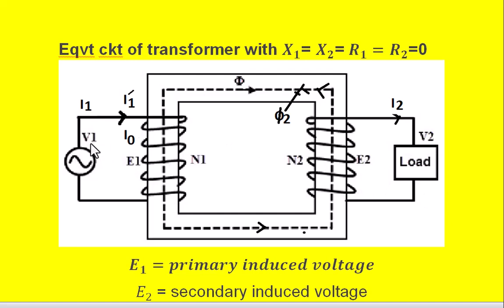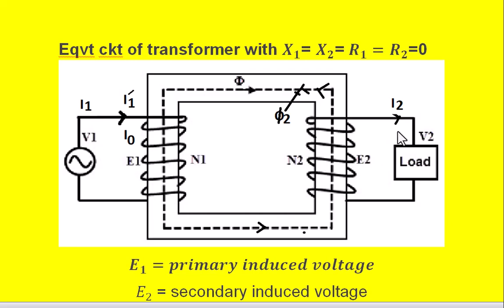When the applied voltage V1 is there for the primary winding, then this produces a no load current. It takes no load current called I0, and that produces a flux called phi in the iron core or magnetic core, and this flux links with the primary winding and also secondary winding, and in the primary winding the induced EMF is called E1, which will be equal to N1 into d phi by dt, and similarly induced EMF in the secondary winding we call it E2, that is equal to N2 into d phi by dt.